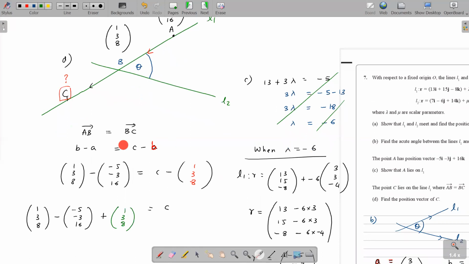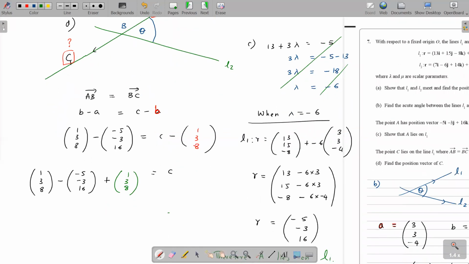Okay, so I brought this over here. This negative becomes positive. So now add everything together and you get the position vector of C. So what's the position vector of C? Add everything. 1 minus -5 plus 1. How much is it? 1 minus minus is 1 plus 5. That is 6. 6 plus 1, I get here 7. And here 3 minus 3, that's 3 plus 3, 6. 6 plus 3 is 9. 8 minus 16 plus 8. 8 minus 16 plus 8 is 16 minus 16, that's 0.